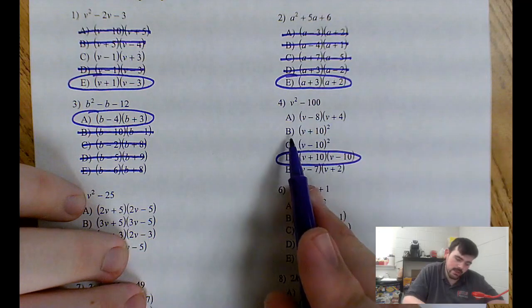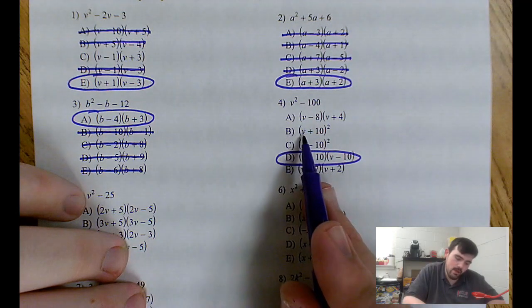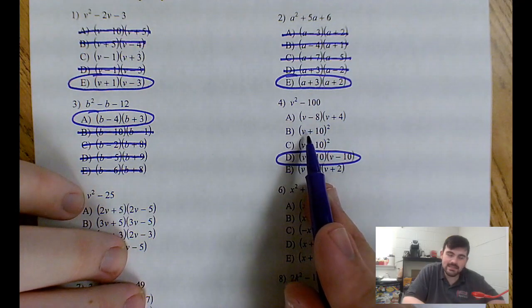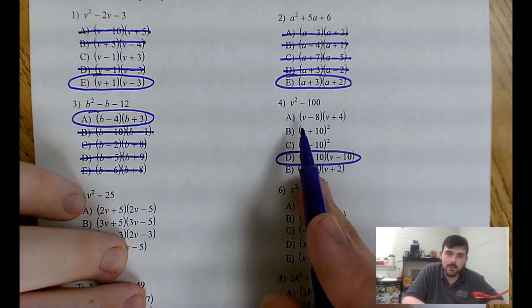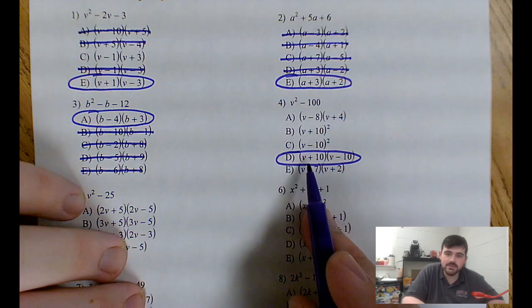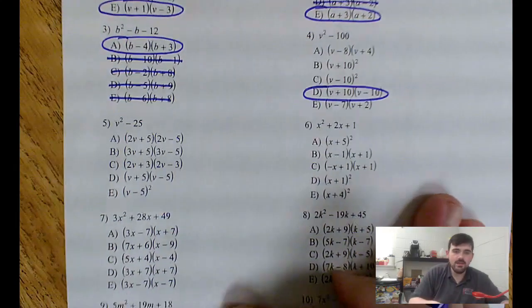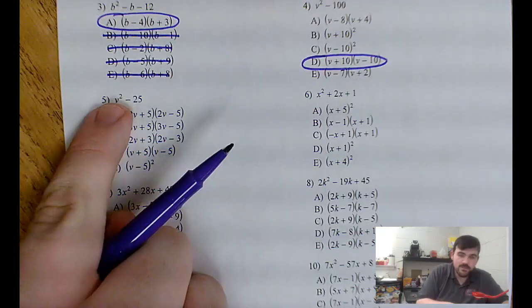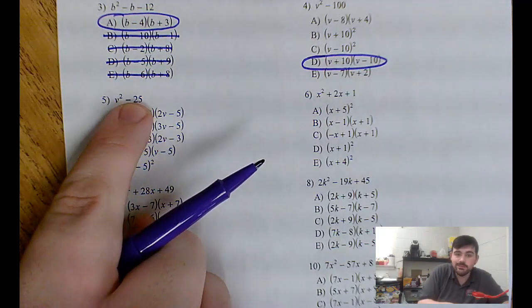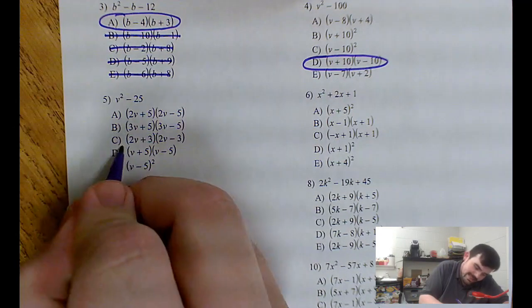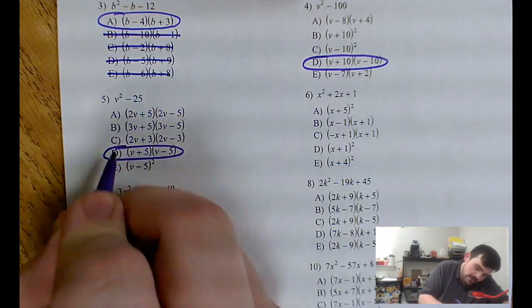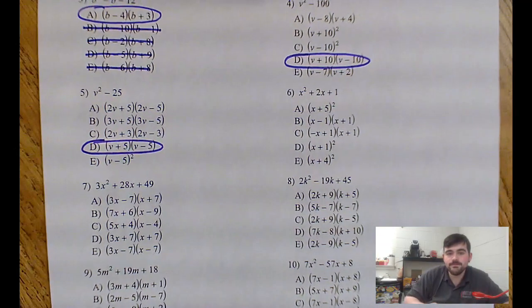Be careful about option B and option C. We would only use those if we had the exact same two factors twice. But V squared minus 100 factors into V plus 10 and V minus 10. The same kind of thing works for number 5. V squared minus 25, which is a perfect square. The answer is D, v plus 5, v minus 5.